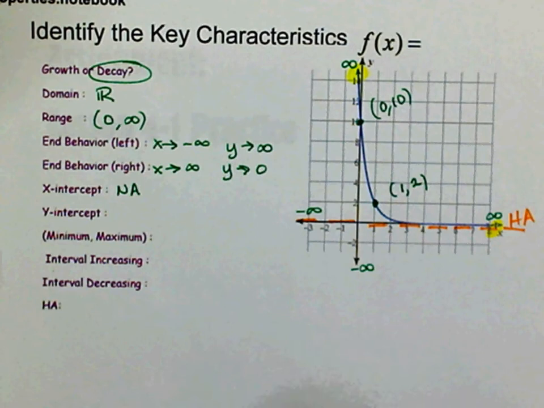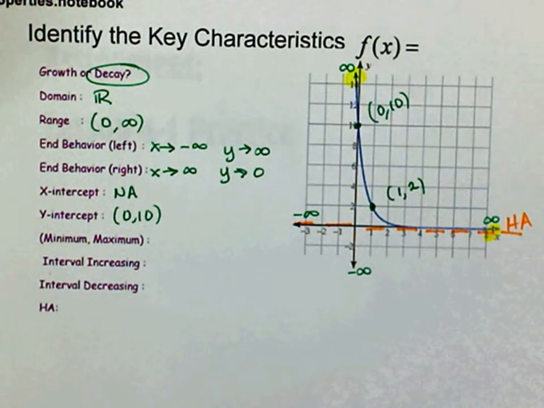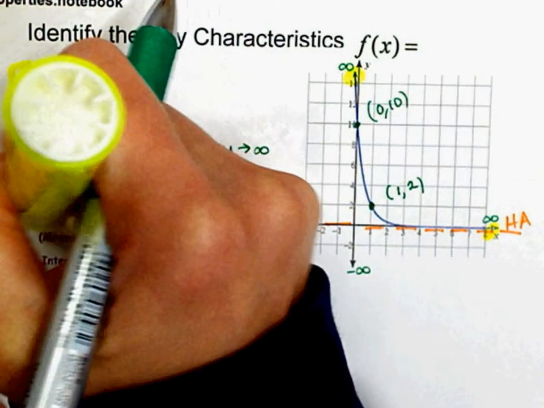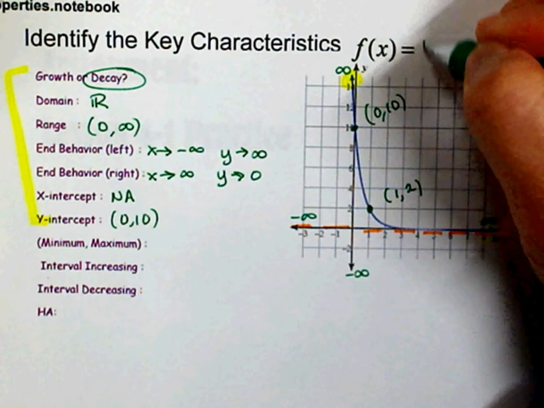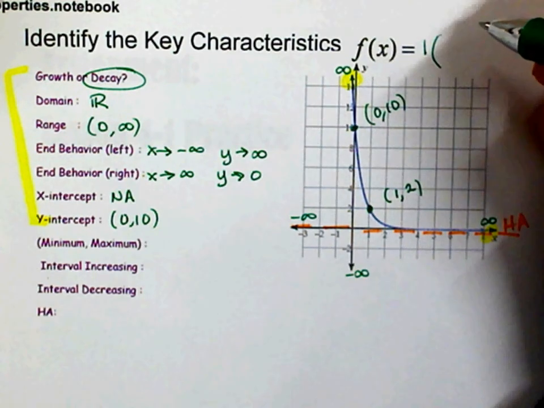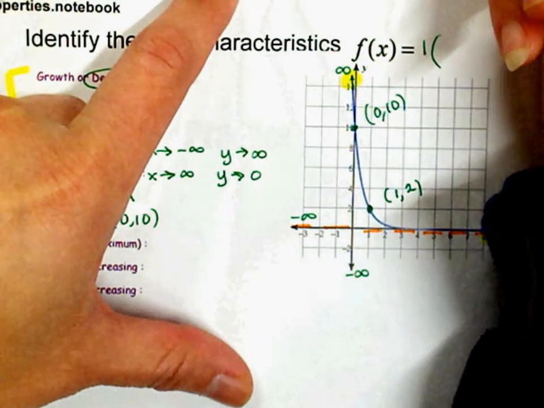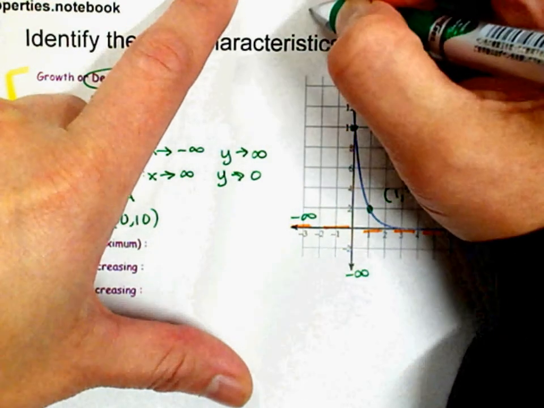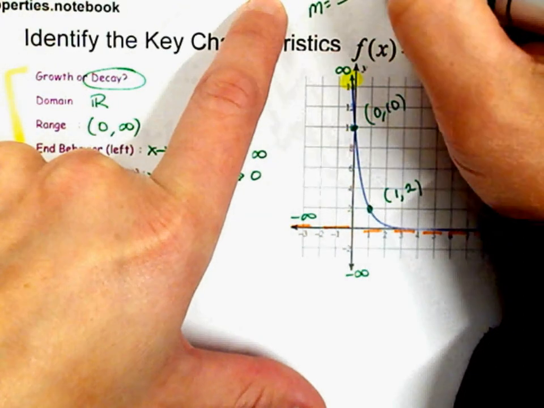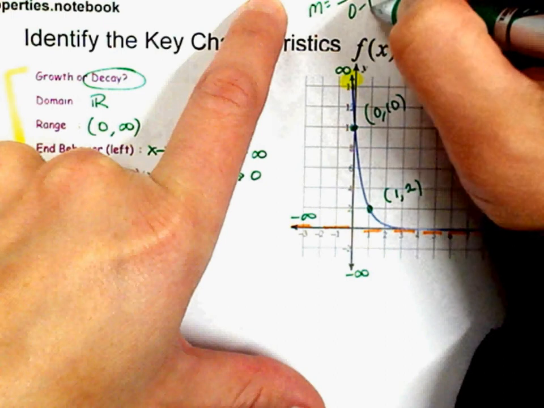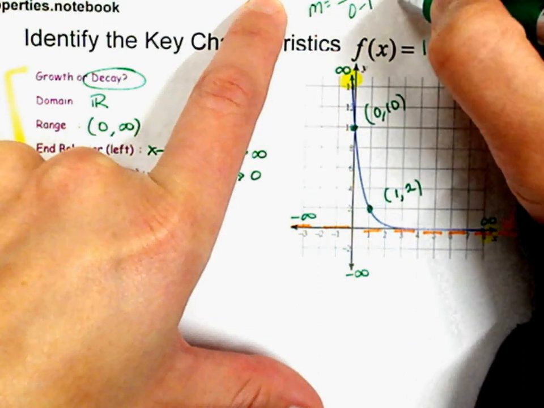Now let me ask you this. How would you go about writing this equation, right? Okay. There's a 1. It's a decay, okay? So I've got to find the decay. So how do I find it? You're basically going to find the slope. So you're going to say 10 minus 2 divided by 0 minus 1. So 10 minus 2 is 8. 0 minus 1 is negative 1. 8 divided by negative 1 is negative 8.